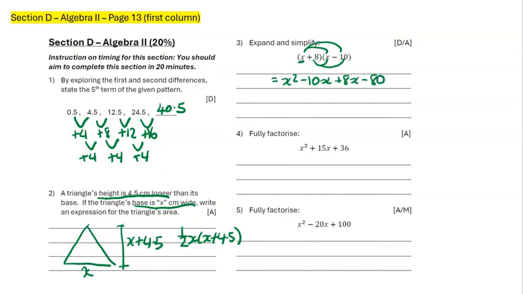So if you get to this point here, that's your developing mark. And that's because it's not simplified. We can simplify these middle things here. So -10 plus 8 is -2. So for achieved, you need to write x squared minus 2x minus 80.